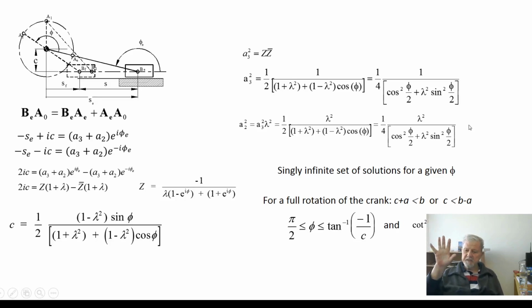We have a singly infinite set of solutions for a given phi. If you specify phi, you will end up with the values of C, A3, and A2. A singly infinite set of solutions. For full rotation, let me repeat, C must be less than B minus A, C plus A must be less than B. And pi over 2 must be less than phi, less than tangent inverse minus 1 over C. Cotangent squared phi over 2 must be less than lambda, less than 1. So we have a limit on lambda and we have a limit on phi. Okay? These are the two limiting conditions that must be satisfied for a full rotatable crack.